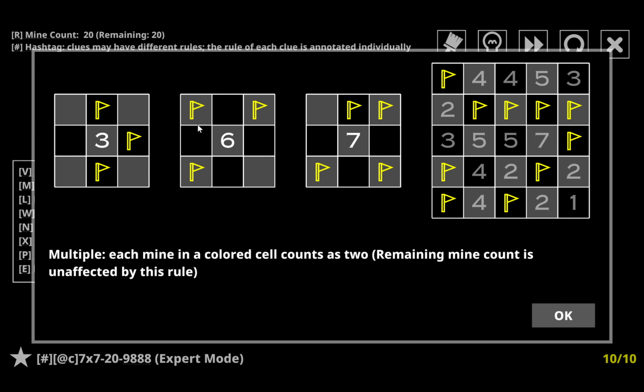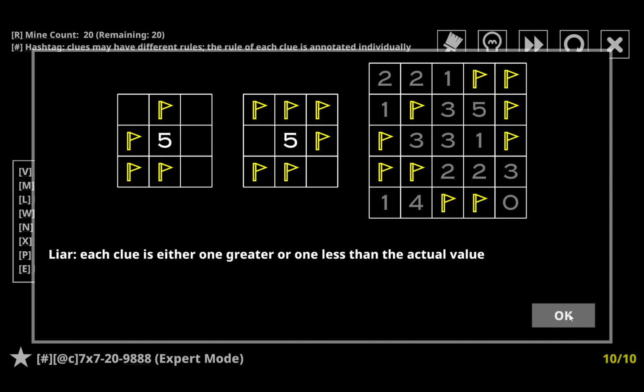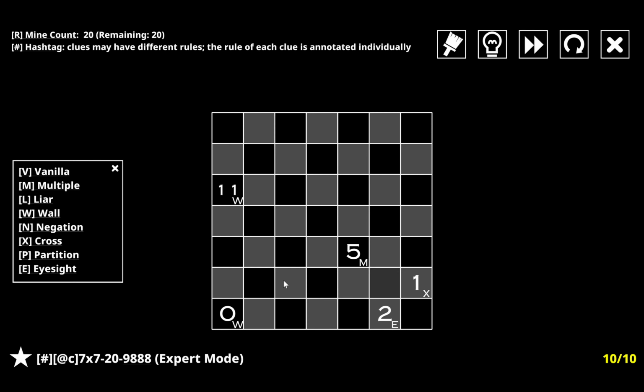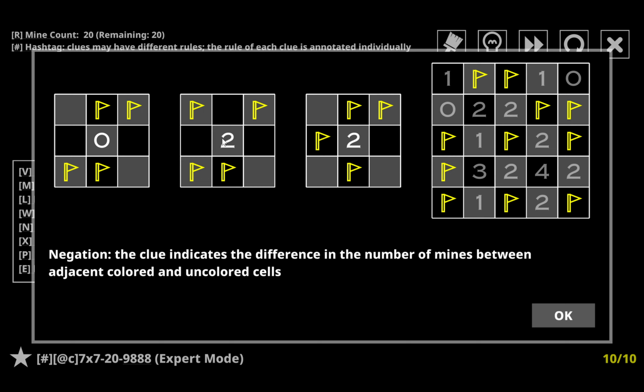Vanilla is normal, multiple, all the colored cells count for 2. Liar, everyone is off by 1, so this 5 is either a 4 or a 6. Wall gives information about each of the continuous groups of mines. You can see here this one's a 4, 1 because it has a group of 4 and a group of 1. 2, 2, 1 is like that. Negation gives the difference of mines between the colored and uncolored cells. You can think of the colored cells as being negatives, and then you add those together. It gives you the total, and you just take the absolute value for the clue type.